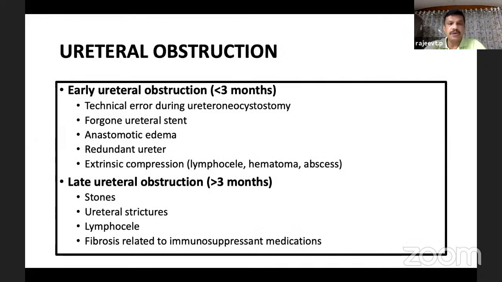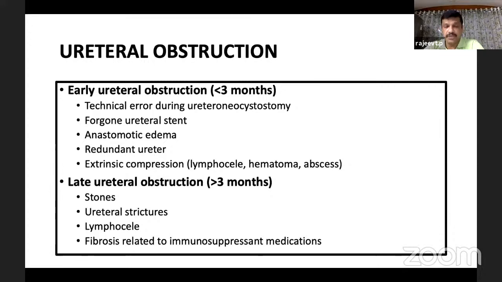Now, coming to ureteral obstruction, this is divided into early and late. Early means which occurs before 3 months. And these early ureteral obstructions are due to technical error during the ureteroneocystostomy. It can be because of a forgotten ureteral stent. It can be due to anastomotic edema, redundant ureter, or sometimes because of extrinsic compression due to a large lymphocele, hematoma, or abscess.